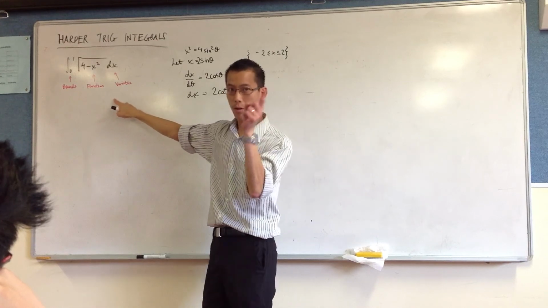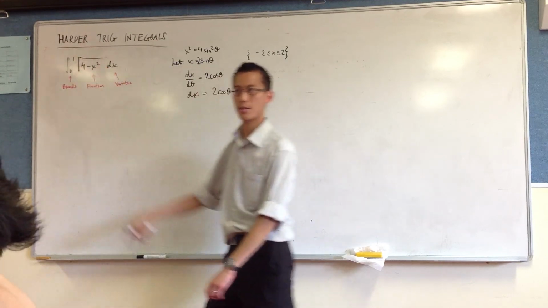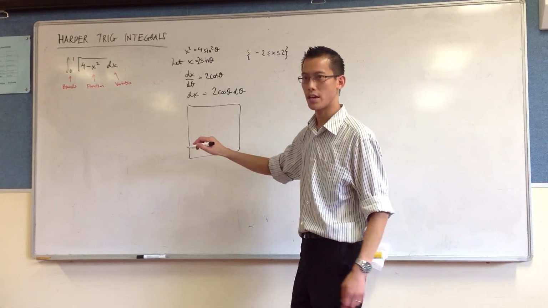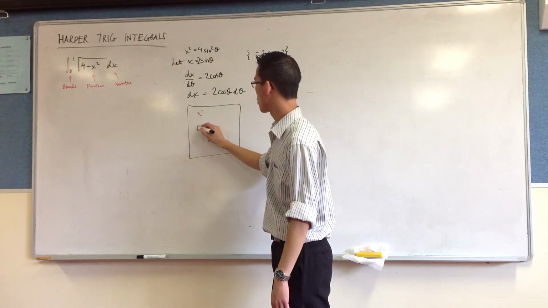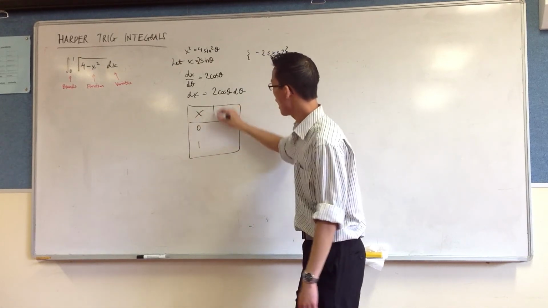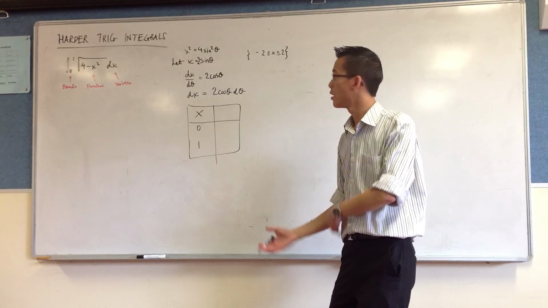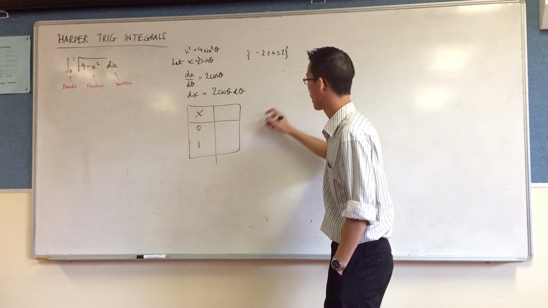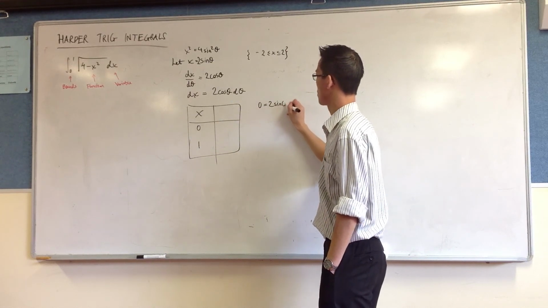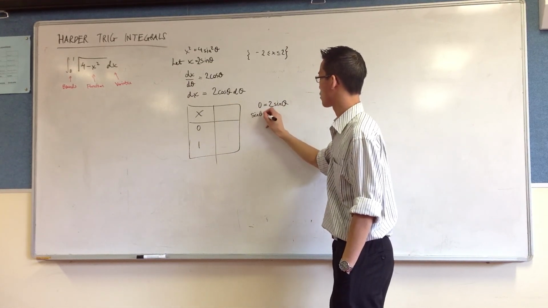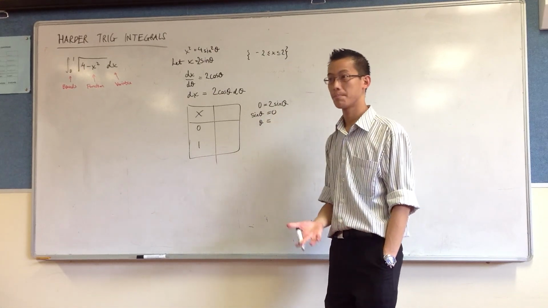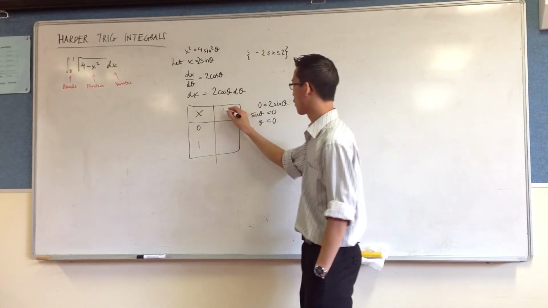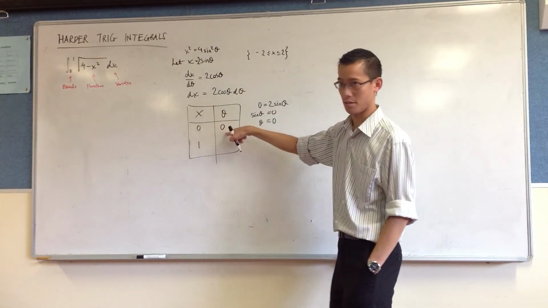Okay, one more thing, you've got these boundaries. A nice easy way to do it is to build yourself a little table here. You've got your x boundaries, namely 0 and 1. And you need to work out what they convert to for theta, right? So if x is equal to 2 sine theta, let's just have a look at 0, okay? So 0 is equal to 2 sine theta. So sine theta is just 0. So theta in this case would be 0. That's the angle which satisfies it, right? So for theta, 0 corresponds to 0.